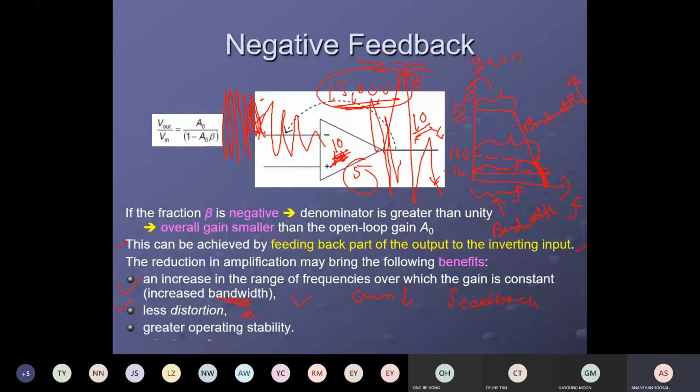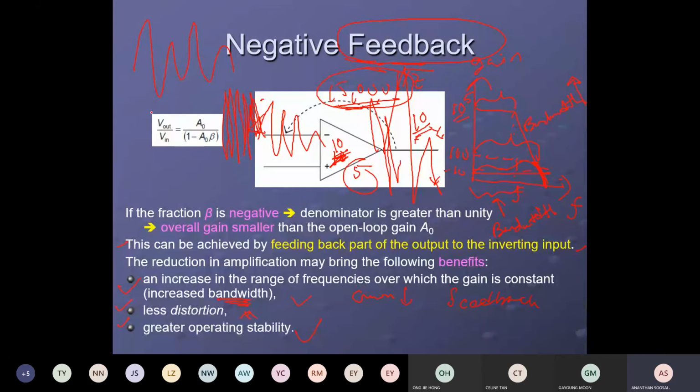And the third, because of less distortion, we get greater stability for the circuit. So that's why we must do feedback. Feedback gives these three benefits. You must do feedback on an operational amplifier if you want to retain the pattern of the input signal.